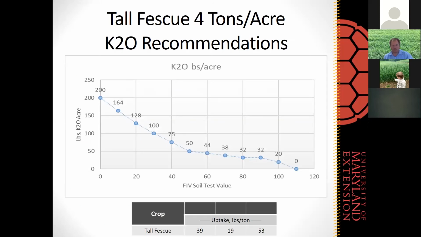And this is just an example of our actual potassium recommendations for tall fescue at 4 tons per acre. And again, starting up there at 200 pounds if your soil test level is really low, and then gradually coming down to 0 once you get into that excessive range. But again, you need to really watch what you're taking off. So 53 pounds per ton. So you're taking off nearly 200 pounds of potash if you remove all of that tall fescue in a hay system. Now in a pasture system, obviously you're recycling most of that back onto that field, and so that's not an issue. But with hay systems, this is where we tend to get into trouble, not putting on enough potash for what we're taking back off.